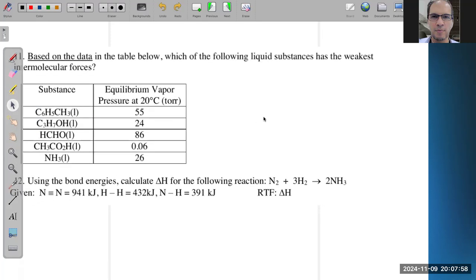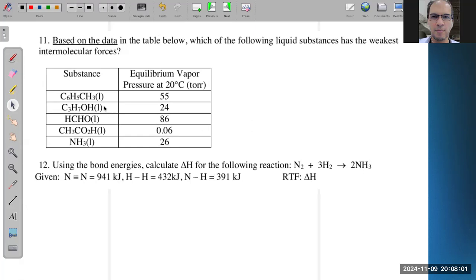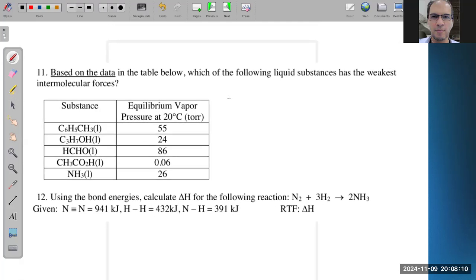Based on the data below, which of the following liquid substances has the weakest intermolecular forces? So let's try to remember how we can find this. Okay, in order to look at the intermolecular forces, I have to compare the equilibrium vapor pressure. So does anybody know what is the relationship? How can I know which one has the strongest intermolecular forces? The relationship between IMF and vapor pressure is what? Directly proportional or inversely proportional? Inverse? Yes, it's inversely proportional.